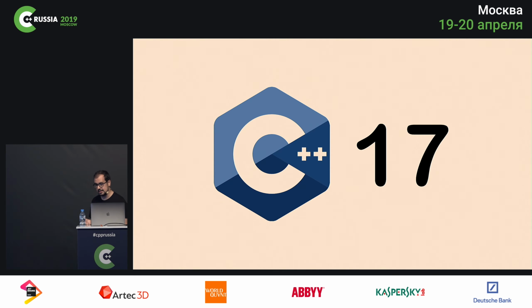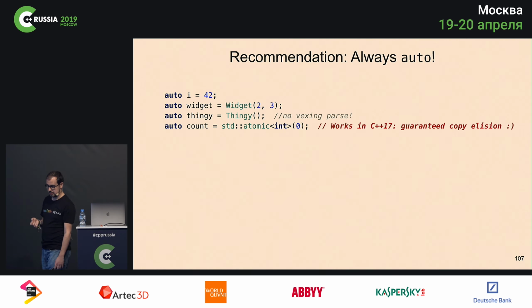Fortunately, in C++ 17, this was fixed. This is what we now know as guaranteed copy elision in C++ 17, which means, nope, we don't need that anymore. If it's not copyable, not movable, you can still use the syntax. It's just going to do the normal initialization. The only difference is you just wrote the type on the right-hand side and not on the left-hand side. Otherwise, it's the same thing.